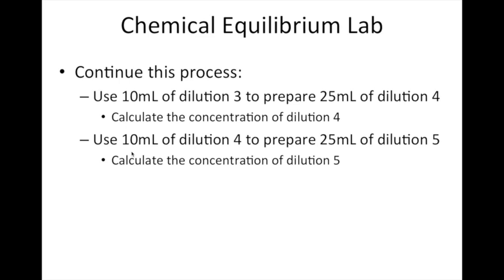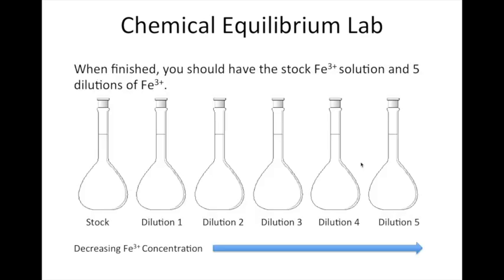We'll repeat this process to make dilution 4 and dilution 5, and you want to be sure you calculate the molarity of dilution 4 and dilution 5, as I just showed you. So when we're finished, we should have some of the stock, and then we'll have prepared 5 dilutions of iron 3 nitrate. As we go from left to right, we get progressively more dilute. So we'll use these to make our reaction mixture.